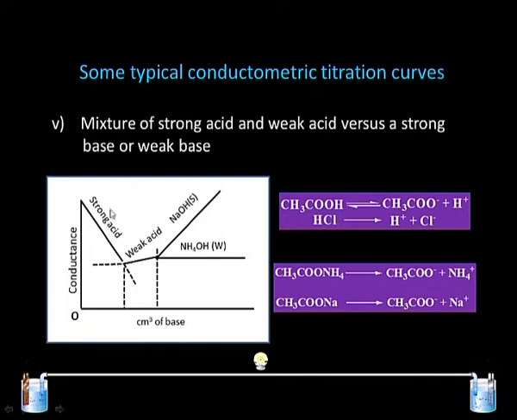If we are using a strong base like NaOH, the strong base shows an increase in conductance due to the OH minus ion, which is more mobile. If you are using a base like ammonium hydroxide, the conductance does not show any significant change, and that will be due to the weak electrolyte nature of ammonium hydroxide.